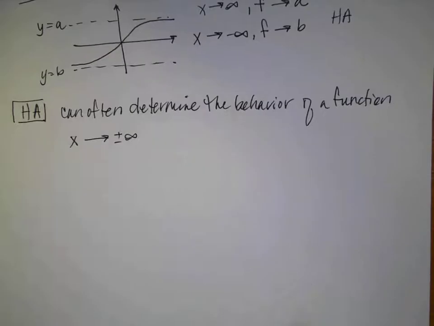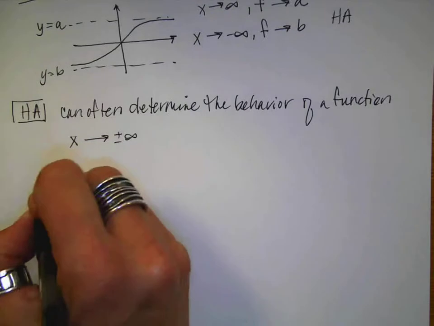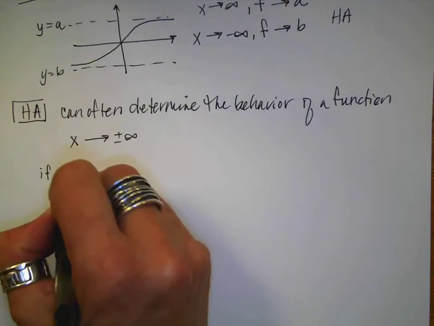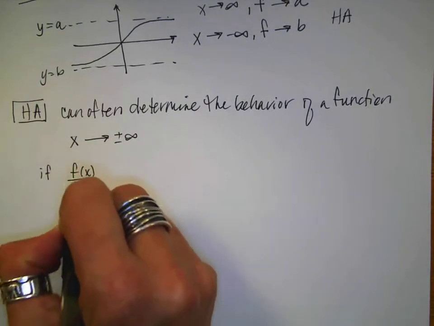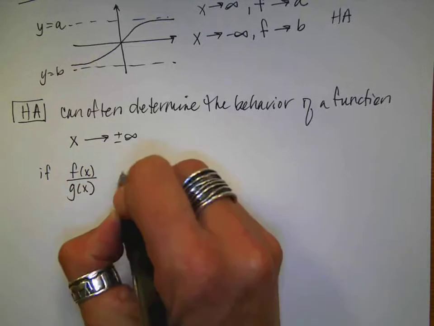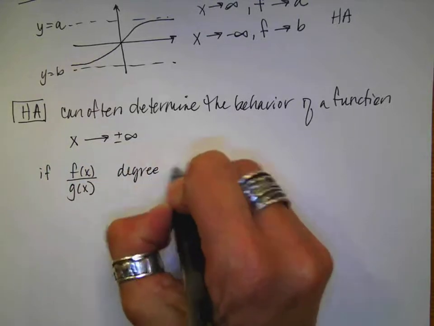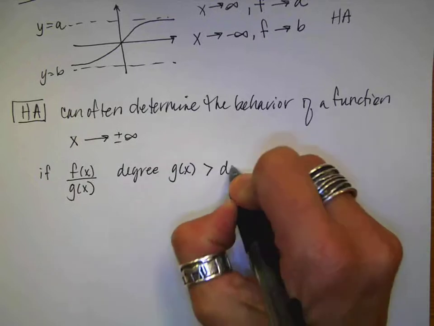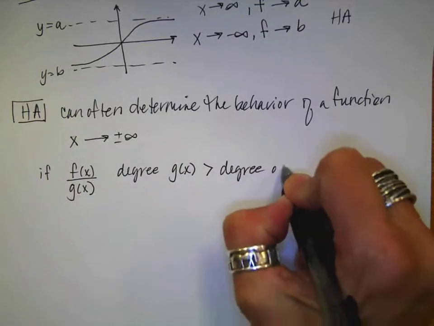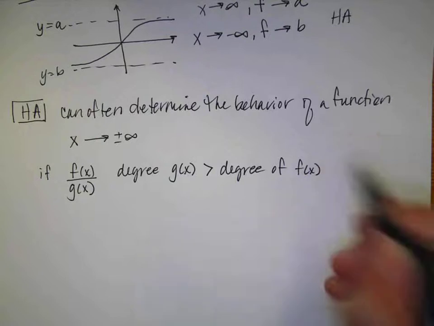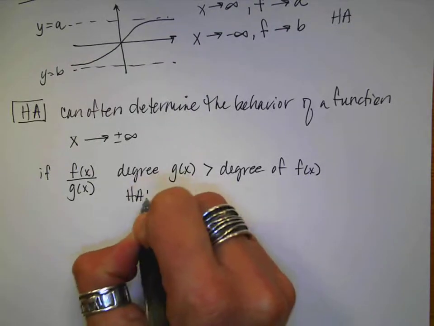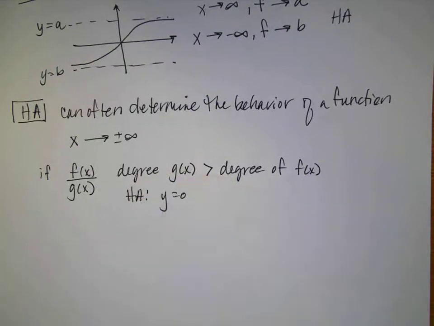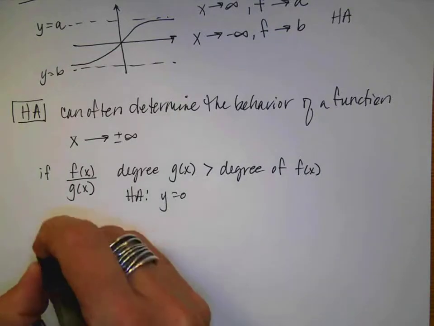The first one would be if I have a rational function, and so let's say I have a function f divided by another function g, and I know that the degree of g is bigger than the degree of f, then I know that I'm going to have a horizontal asymptote at y is equal to 0. That's actually a really handy rule to remember.